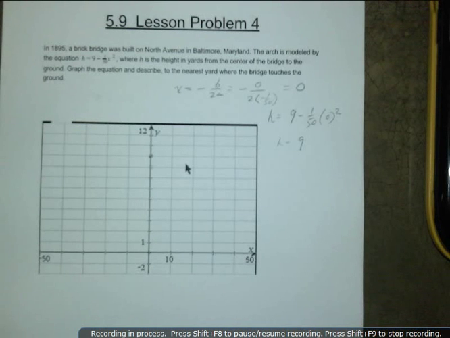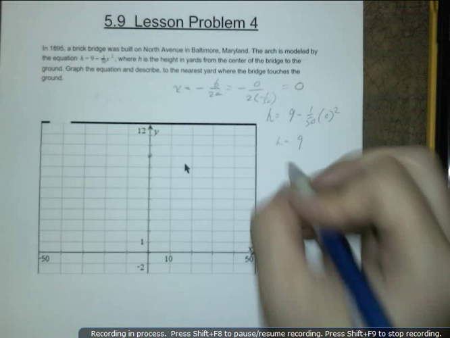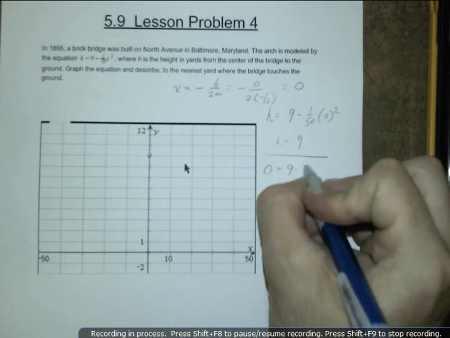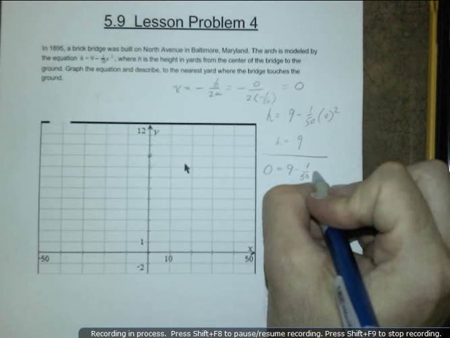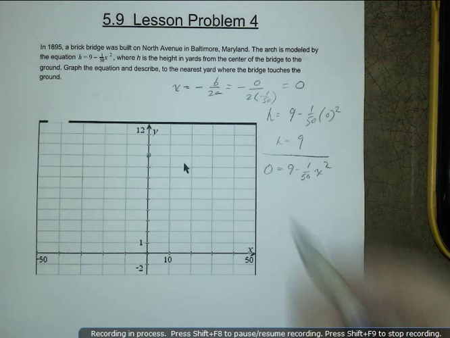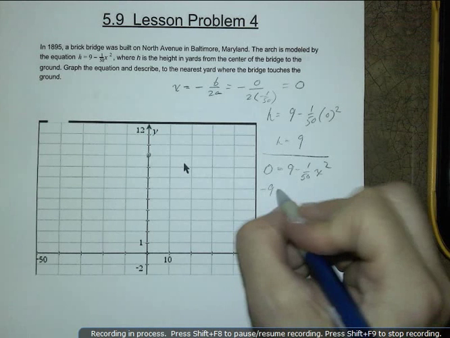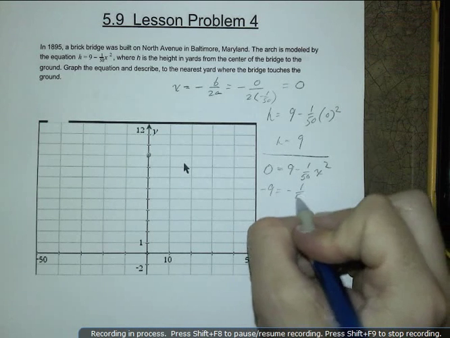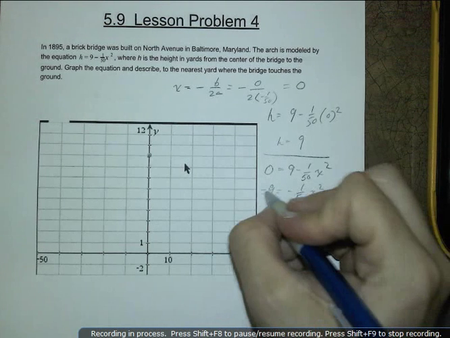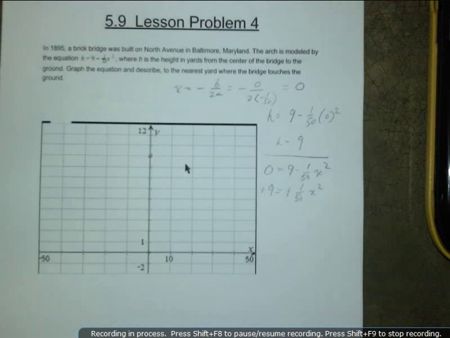And now we want to find out basically our x-intercepts. So that's where h is equal to 0. Okay, a couple different ways to do this. Probably the easiest is to subtract the 9 from both sides. So then you've got negative 1/50th x squared equals negative 9. Since you have negatives on both sides, you can ignore those and make that positives.